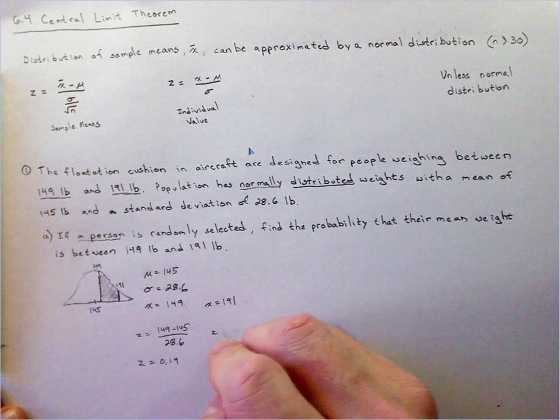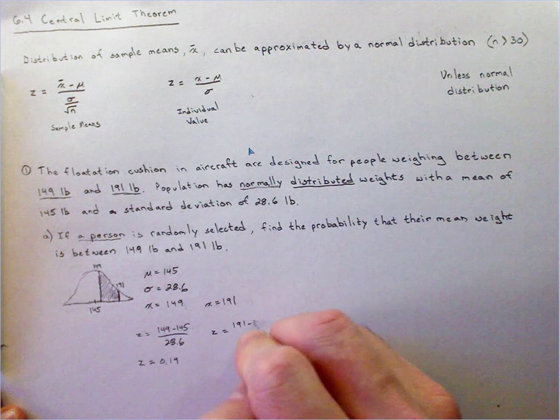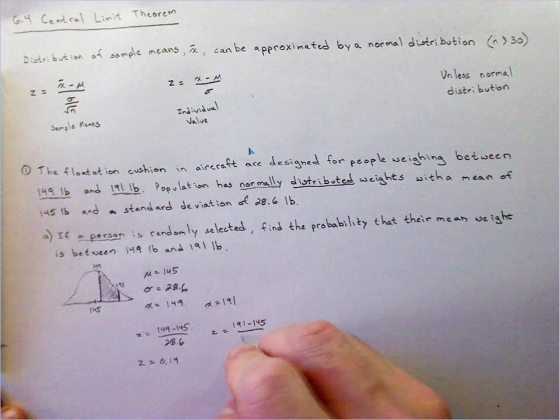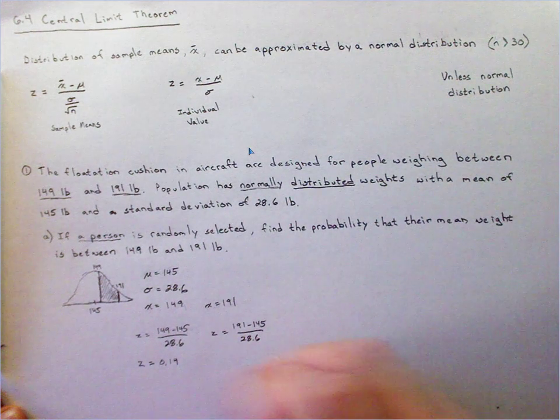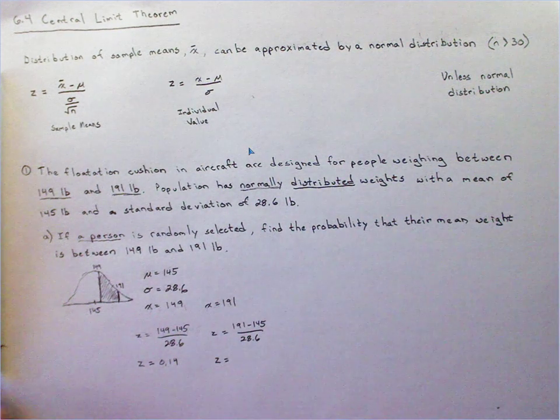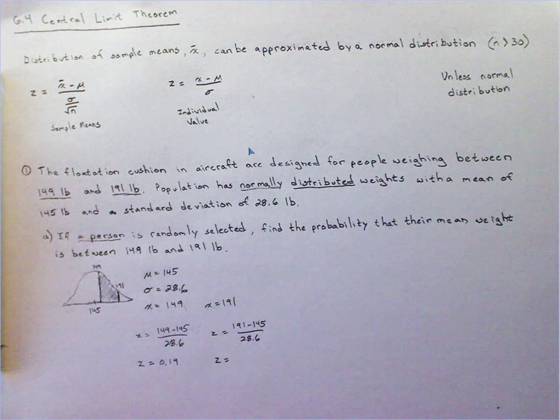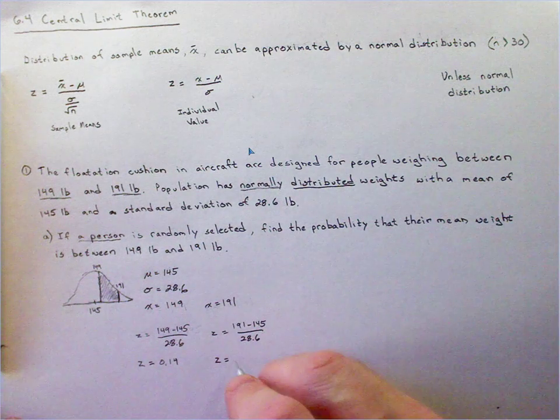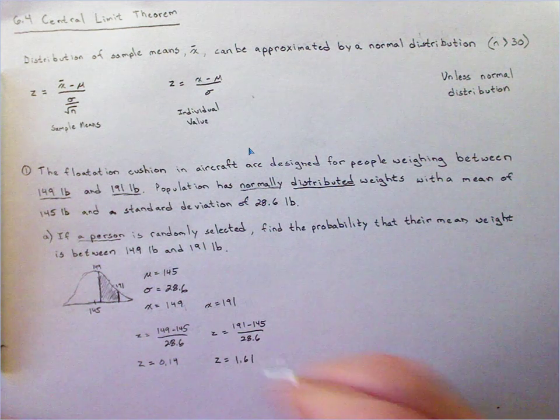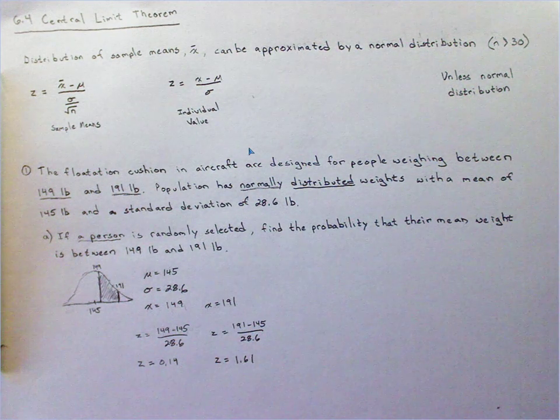and this is going to be 191 minus 145 divided by 28.6. 191, that gives me a z-score of 1.61.